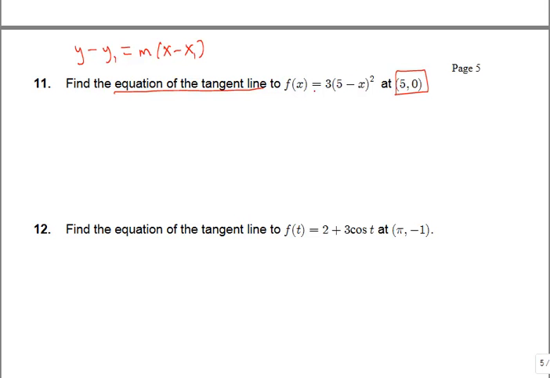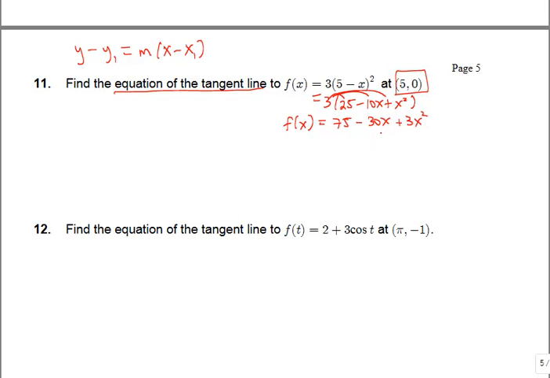So the best or easiest way to manipulate this is to go ahead and square out this quantity to get rid of those parentheses. So 5 minus x quantity squared will be a 25 minus a 10x plus an x squared. Don't forget your middle term. And then we still need to distribute that 3 across. So my function is 75 minus 30x plus 3x squared.